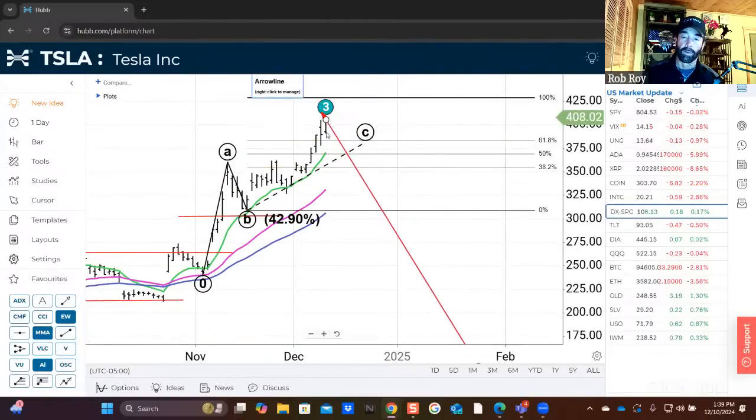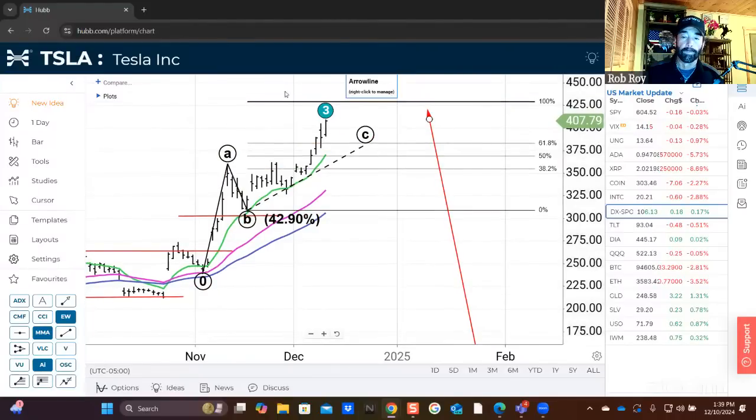We're getting a little vertical here, so if it doesn't do it immediately, maybe it pulls back a little bit and then goes up there, or maybe we just continue up to that level. It's not that far away before we do some correction, but it does seem like 425 is the new target on Tesla.